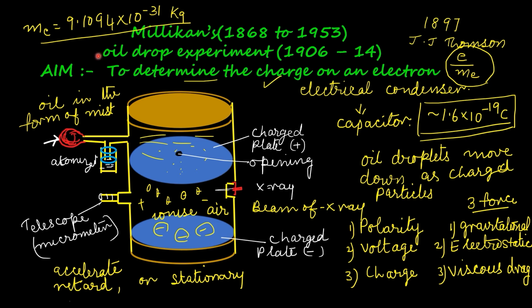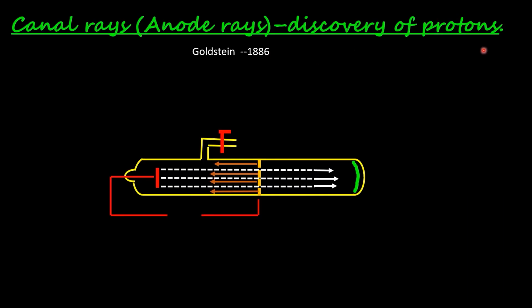I will also now discuss the discovery of proton. Rays containing electrons were called cathode rays. On the same line, rays containing the protons were called anode rays or canal rays. They are also known as positive rays. Goldstein in 1886 conducted experiments using a modified discharge tube and discovered protons.